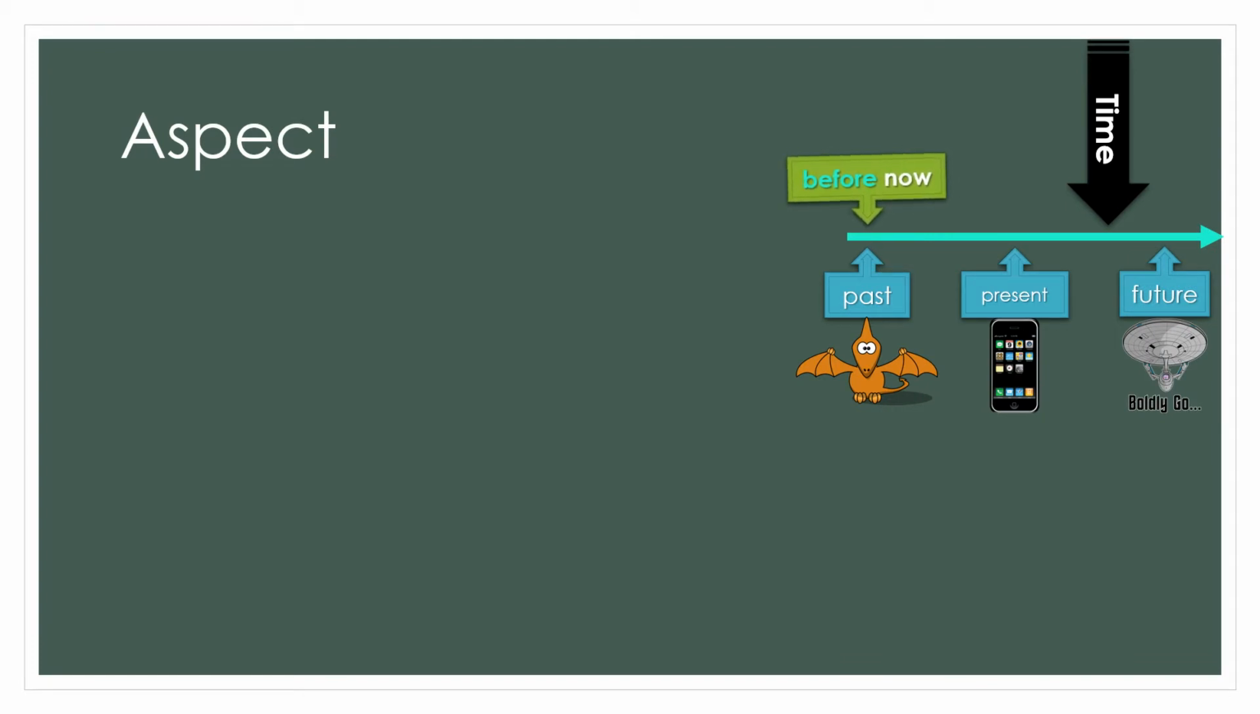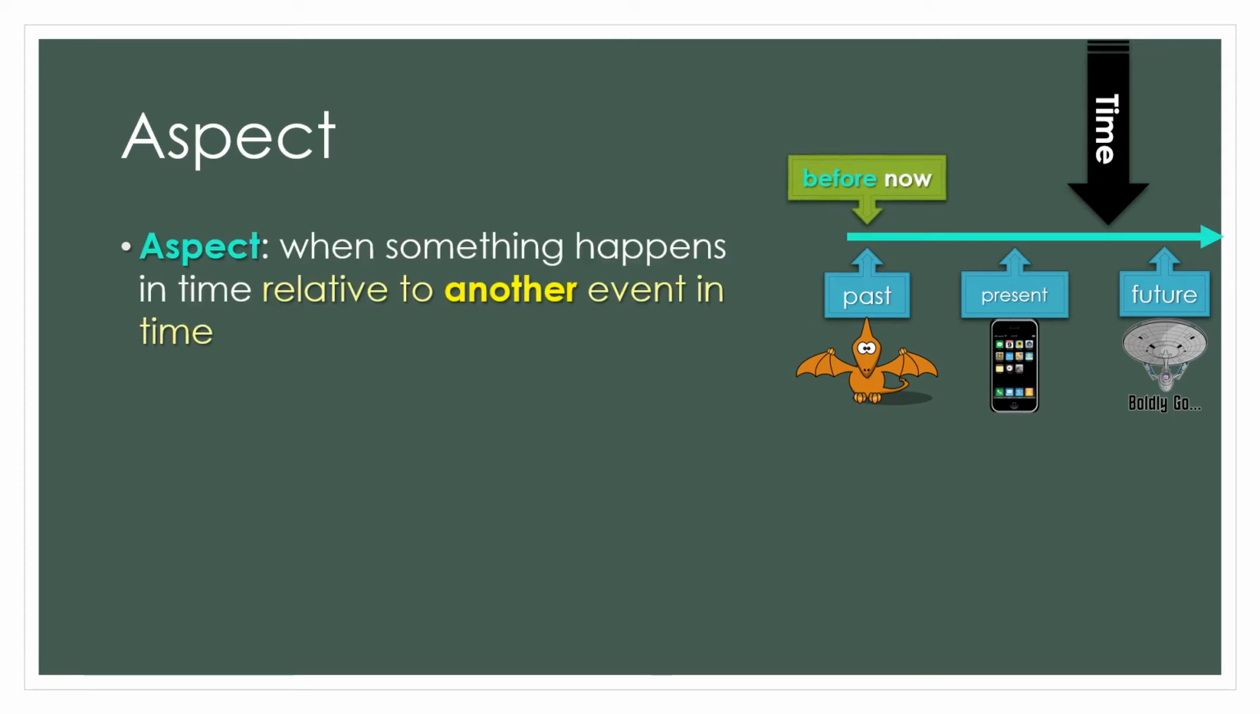As we also learned in Unit 1C on present continuous, aspect is when something happens in time relative to another event in time. Simple aspect requires no additional verb.